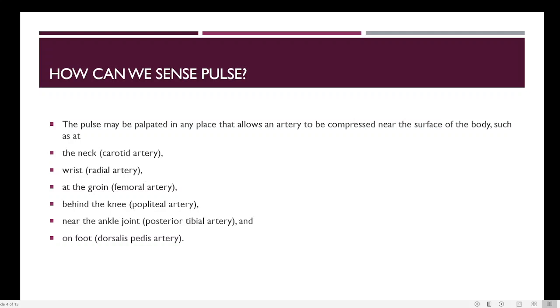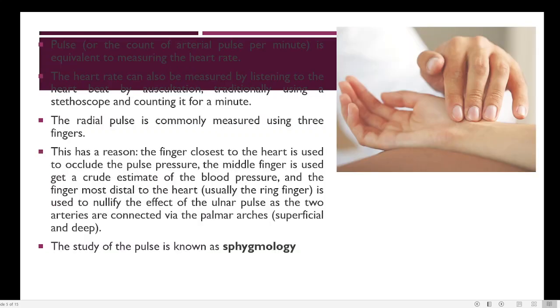These are the common areas, but most commonly people check the wrist, because the wrist is easy to examine. That is why the wrist pulse, or radial arterial pulse, is commonly taken. This is how the arterial count is normally taken. That is the advantage of pulse. You cannot directly measure the heart rate, but the heartbeat and the pulse rate are almost equal.